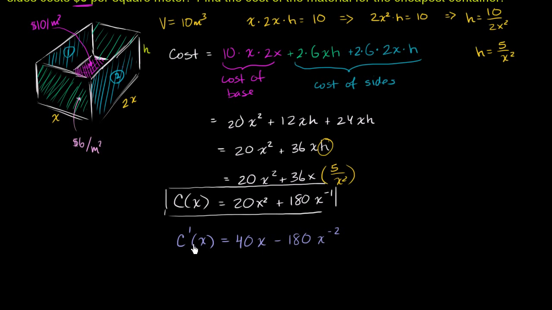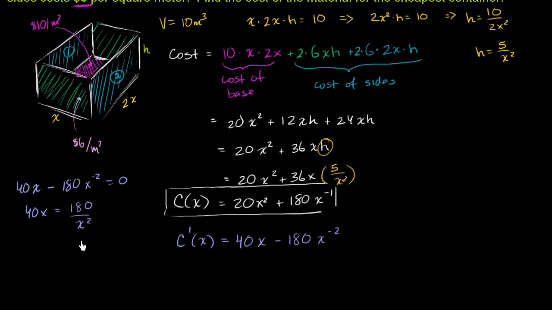So let's see. This was defined for anything other than x equals 0. So let's see when this derivative is equal to 0 in our search for potential critical points. So when does 40x minus 180 x to the negative 2 equal 0? Well, we could add the 180x to the negative 2 to both sides. We get 40x is equal to 180, and I could write it as 180 over x squared.